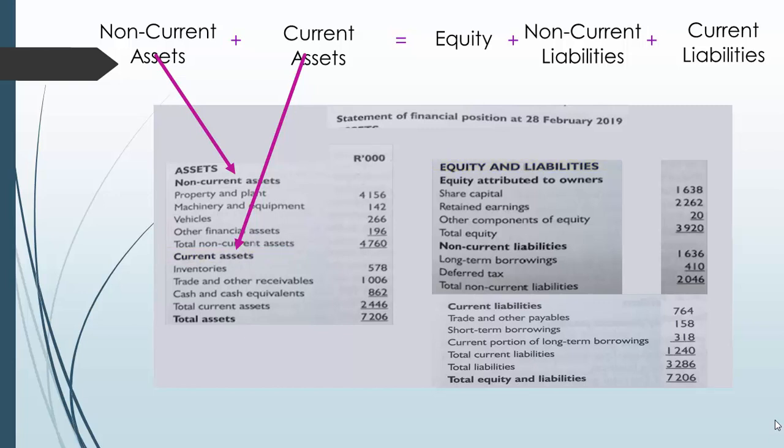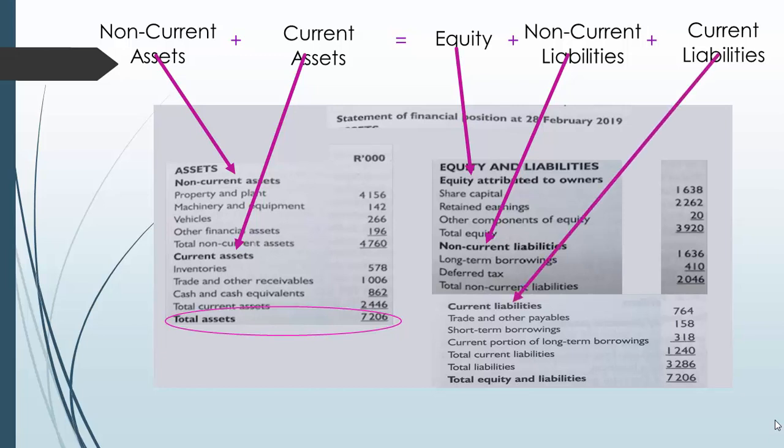And your total assets come to 7206. The other side of the balance sheet, you have your equity and liabilities. And then you have your non-current liabilities. And then you have your current liabilities. And if we add all of these up, it comes up to the same number. And you can see both sides are equal.